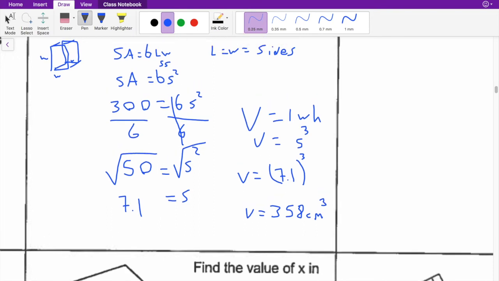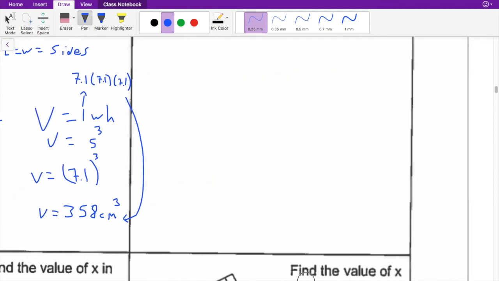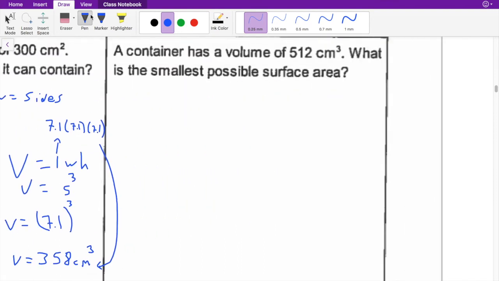If you wanted to go from here to 7.1 times 7.1 times 7.1, that's also fair to say. You'll get the same answer down here. Okay. Away you go. You guys work on this. Pause her up, and I'll be right back.